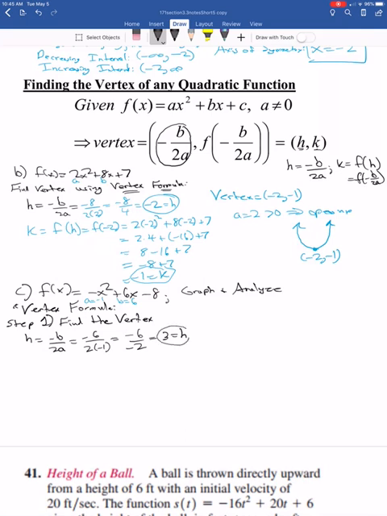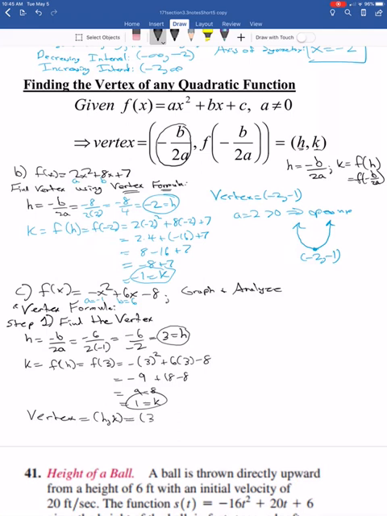So there's H. All right, now what's K? The y-coordinate of the vertex. It's going to be the value of function f with an input of H, so it's going to equal f of 3. Negative times 3 squared, plus 6 times 3 minus 8. We simplify it as negative 9 plus 18 minus 8, which is 9 minus 8, or 1. So there's the value of K. Our vertex is that ordered pair H and K, which is the ordered pair 3, 1.